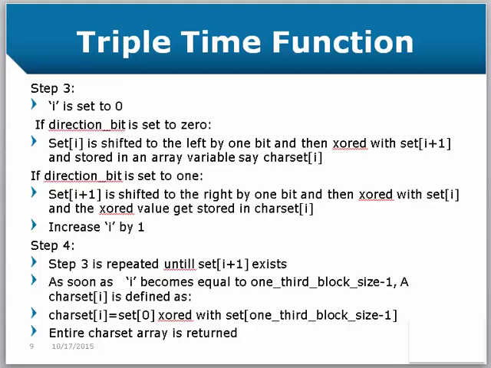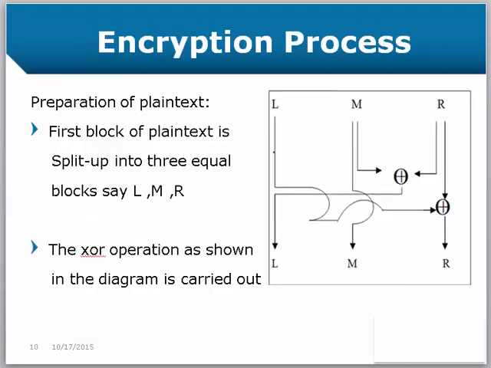As soon as I becomes equal to one third block size minus 1, that is the last element of the set, then the character set at 0 is stored with set one third block size minus 1, that is, the last set is stored as the first set. Now the entire character set is returned by the function. This is the triple time function which will be used in our algorithm.